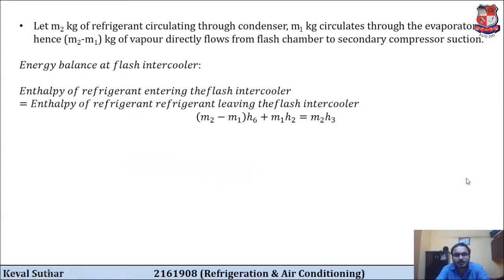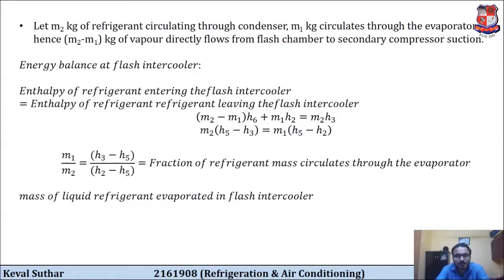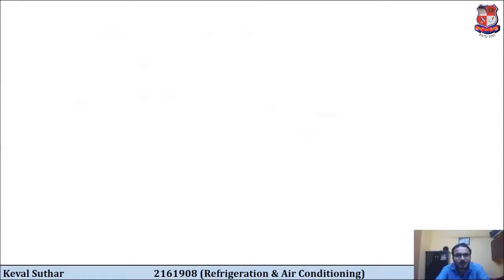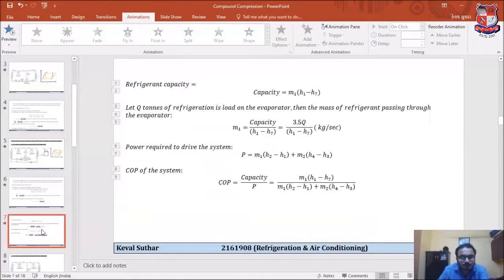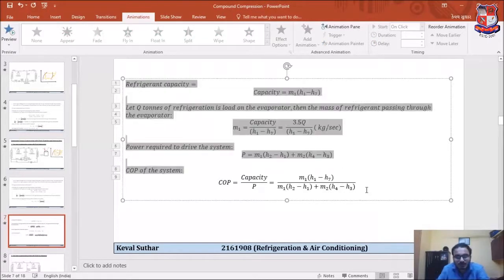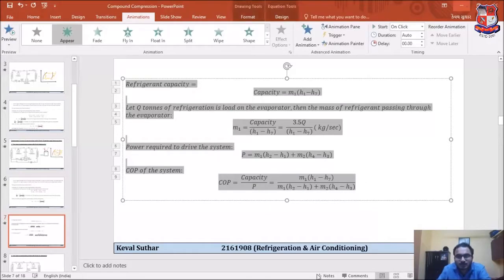I will not be spending more time explaining this mathematics. It is quite easy to understand. So now refrigeration capacity is M1 into H1 minus H5. If you see, these formulas are also easy to understand. Still I will explain this theory.